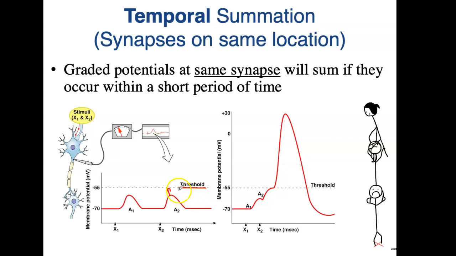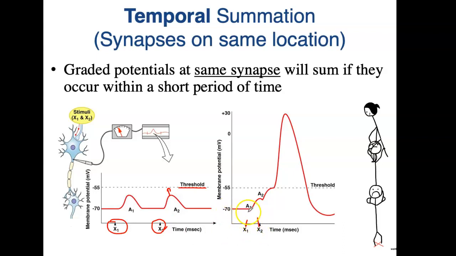Now we're going to change the game. We're going to have that summation happening more quickly. So if we delivered that impulse at x1 in time in milliseconds, and this far apart at x2, we're going to bring those together so they can happen more quickly. So boom, boom, more quickly.